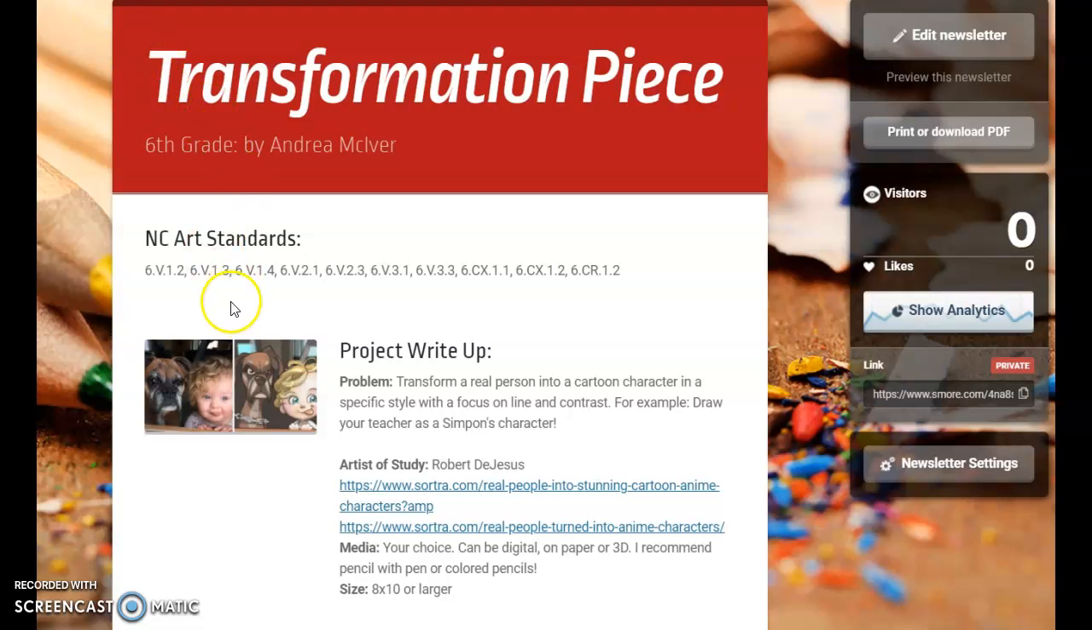All right, this is the transformation piece, and this is for sixth grade. So for this project, you are going to transform a real person into a cartoon character in a specific style with a focus on line and contrast. For example, you could draw your teacher as a Simpsons character.